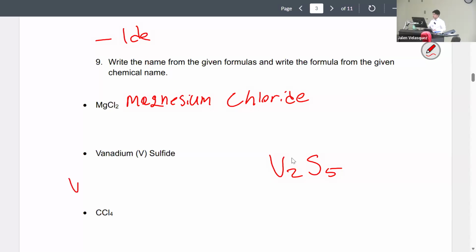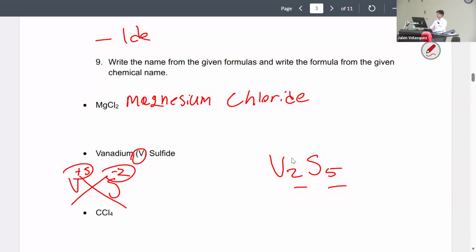You've got vanadium. What's the ion charge of vanadium here? +5, right? That's what this Roman numeral means. Sulfide, what kind of an ion charge does that make? -2, because it's in group 16. You drop and swap, so the 2 goes to the vanadium. That 5 goes to the sulfur, to the sulfide.